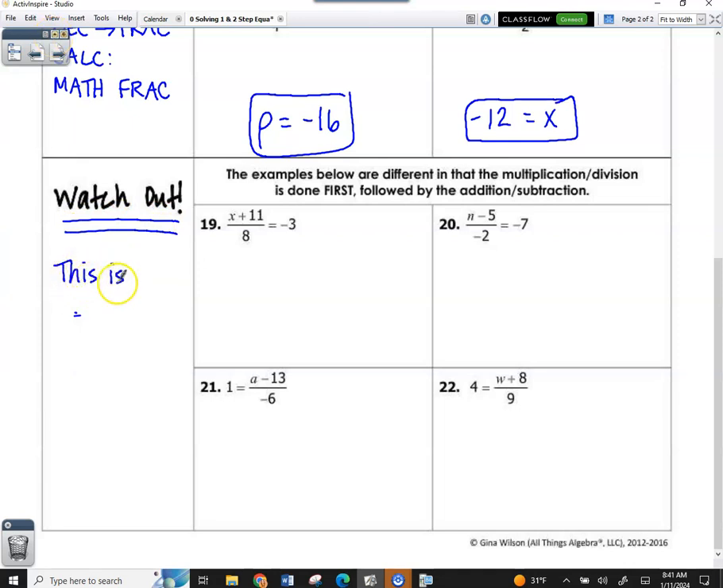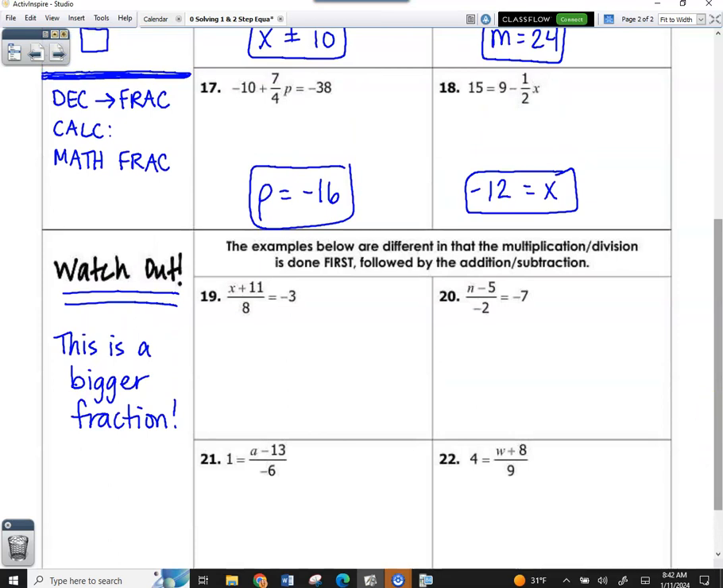This is a bigger fraction. This is a much bigger fraction. This is not just one little fraction stuck next to the variable. This is a giant fraction. So, look at the difference. Let me scroll a little. Look at the difference in 17, the fraction in 17 compared to the fraction in 19. In 17, the 4 is only underneath what? The 7. But in 19, the 8 is underneath x plus 11.